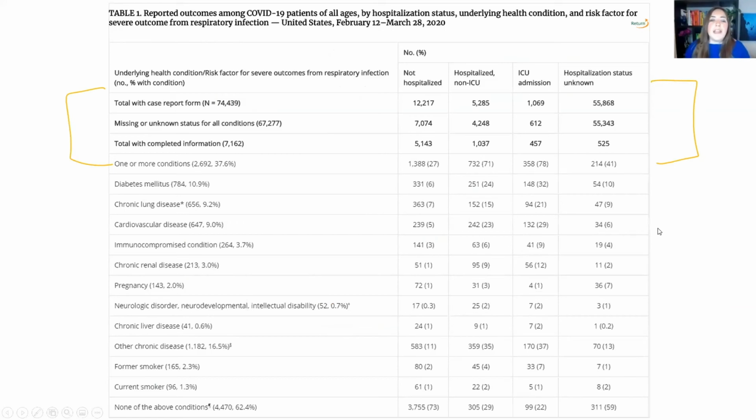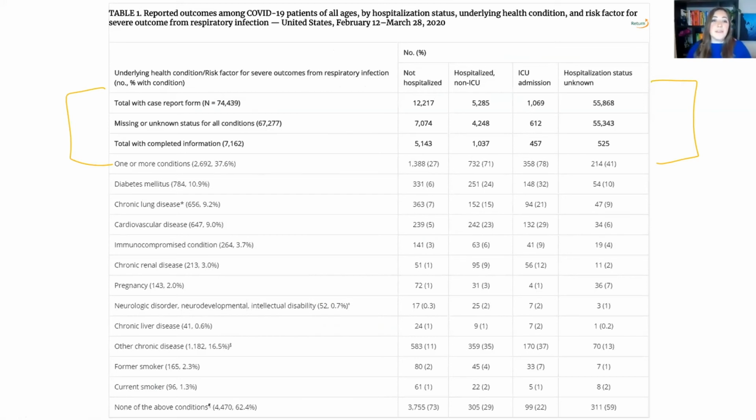And if we go back to the actual table in the actual MMWR, we see a summary in bold at the very top of the table of just what a large share had information unknown. So I think it's important that we be really honest about what we know or don't know when we're publishing charts and graphs and summarizing them.